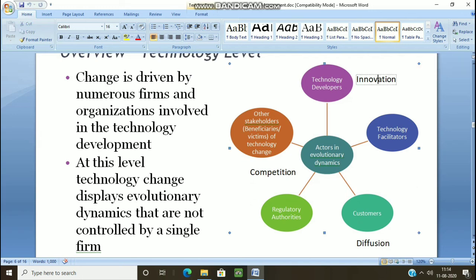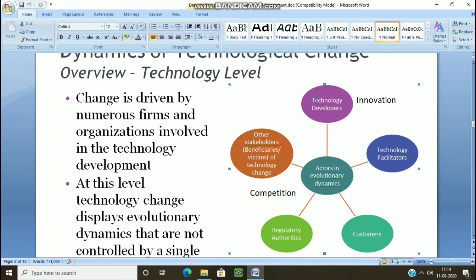So here you can see innovation. Where is the innovation? Technology development. And where is the diffusion? On the side of the customer, because the customer wants something new, so it will be rejected or accepted. That is called diffusion. Innovation: technology developers always think, implement, or you can say develop new kinds of things. That is called the technology developers.